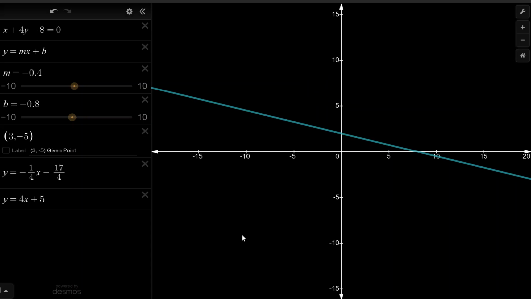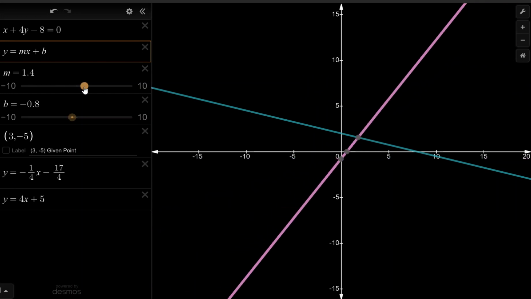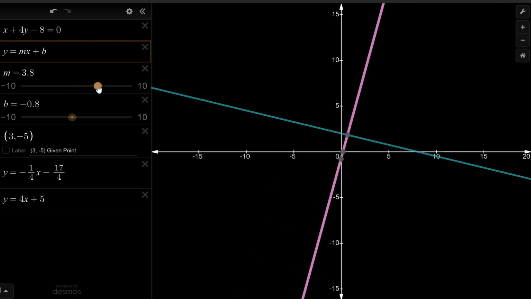Let's show a picture of this. Here, in blue, this aqua color, that's the graph of x plus 4y minus 8 equals 0. So if I add another line randomly, I can change the slope and y-intercept. The slope we had for ours was 4. Let's make it 4.